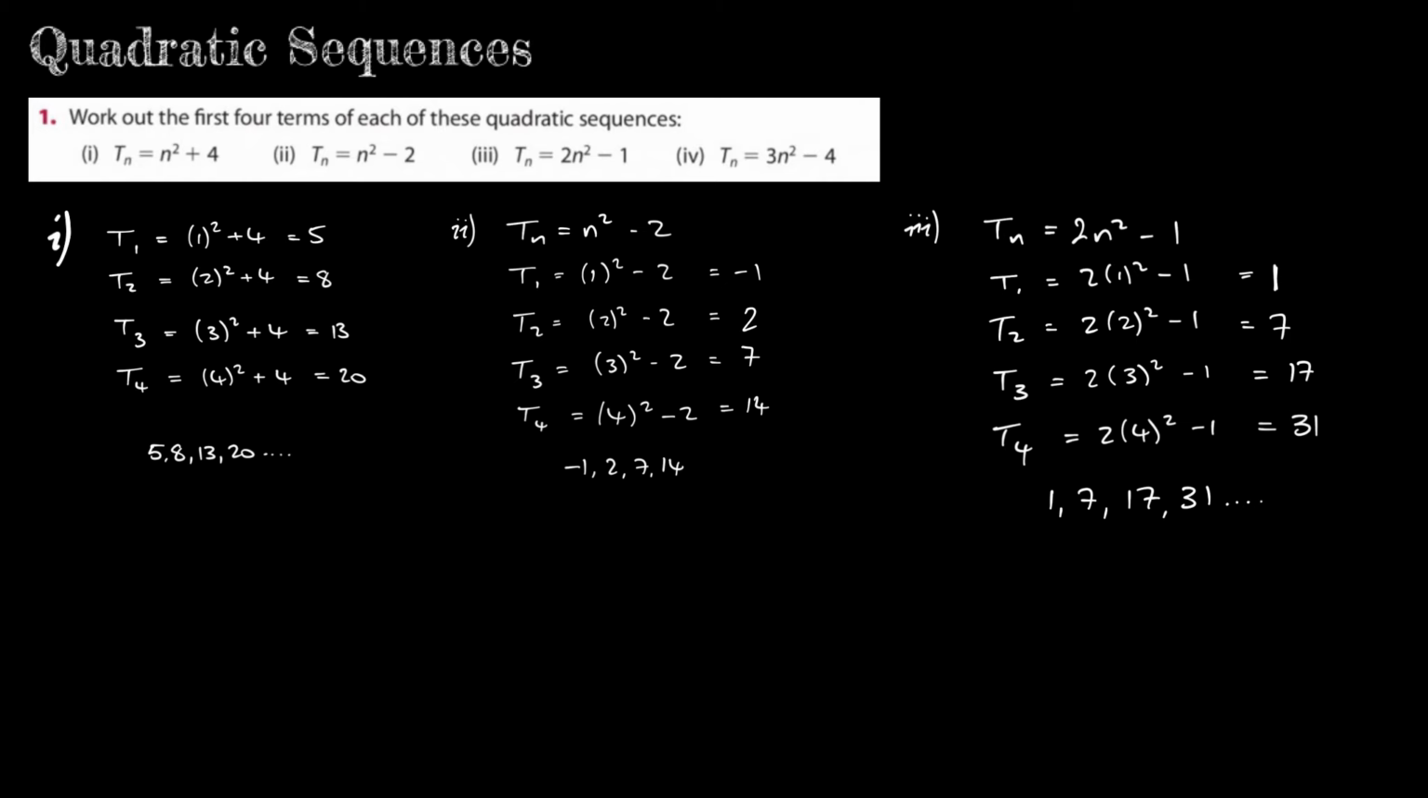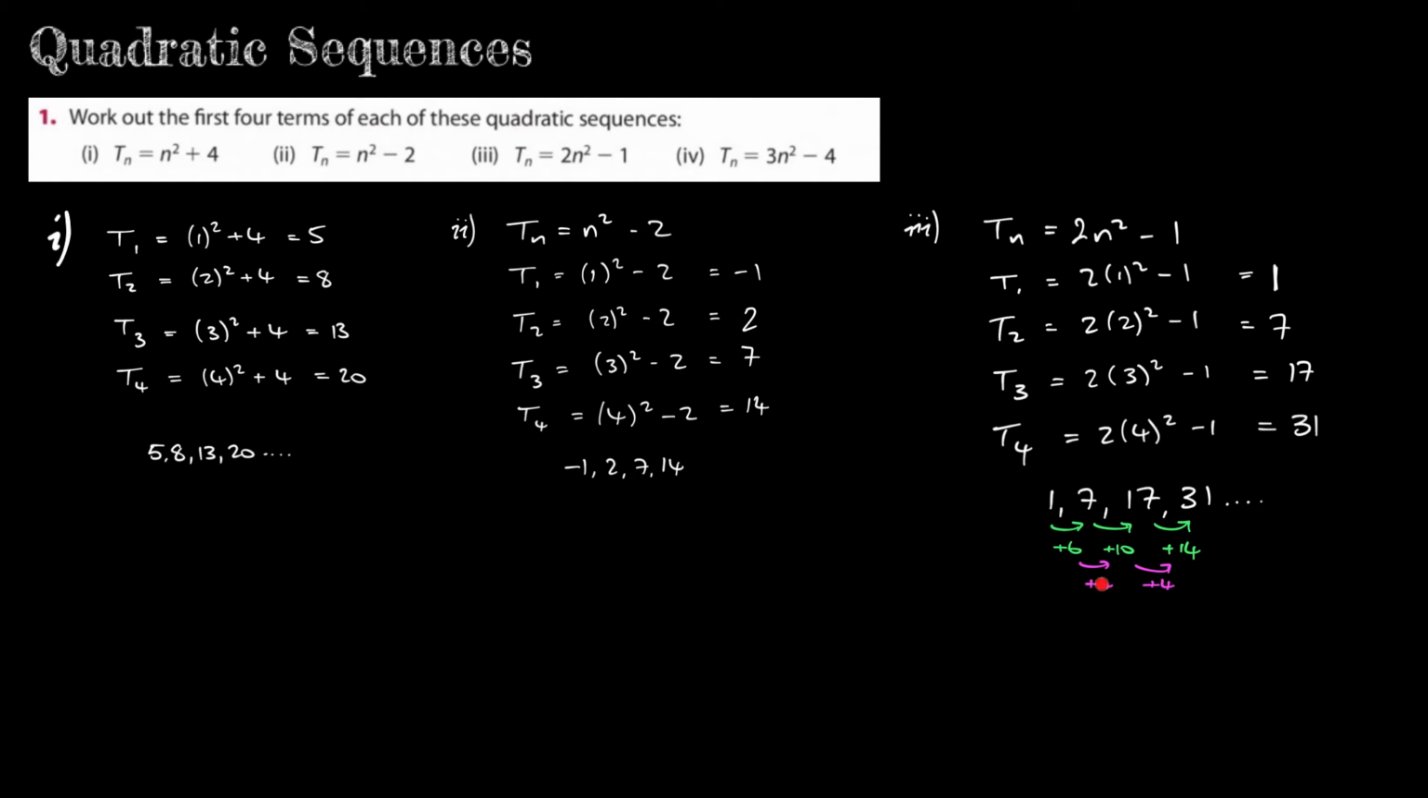Just to be sure, look at our term-to-term rule. Our first difference there, you can see, is plus 6, plus 10, and plus 14. So our term-to-term rule, we can see we're increasing by plus 4 on our second difference. And because our second difference is constant, that tells us that we're using a quadratic sequence.